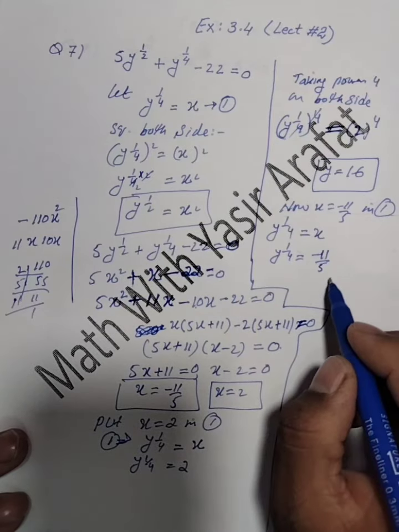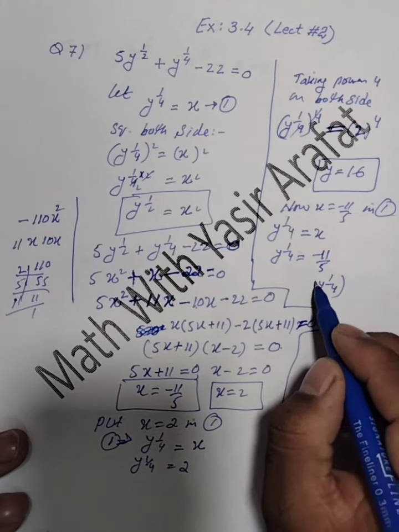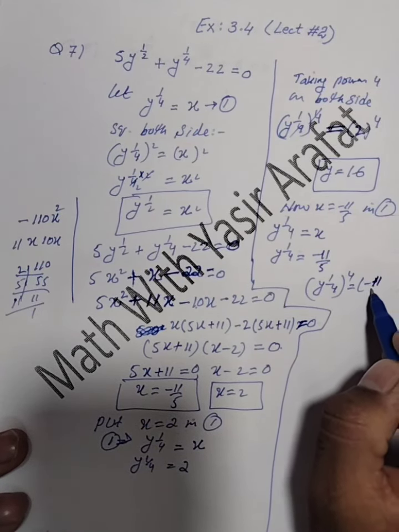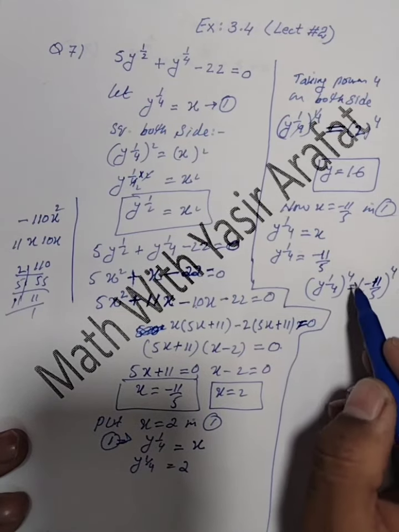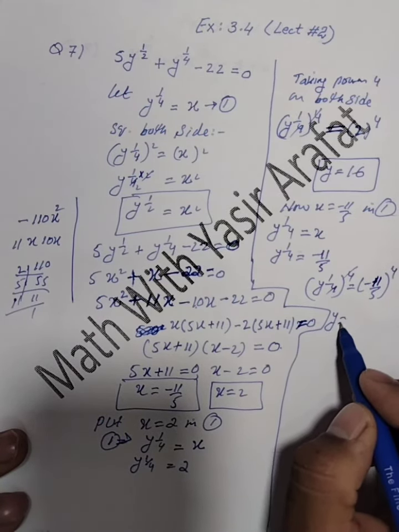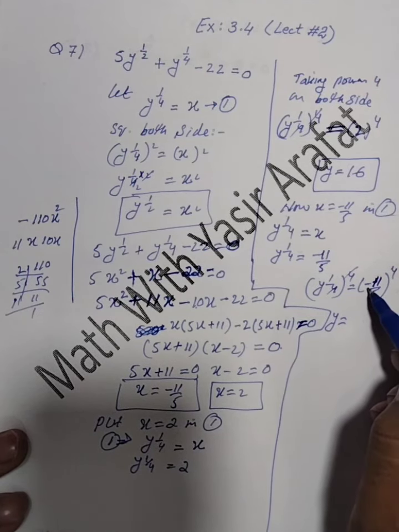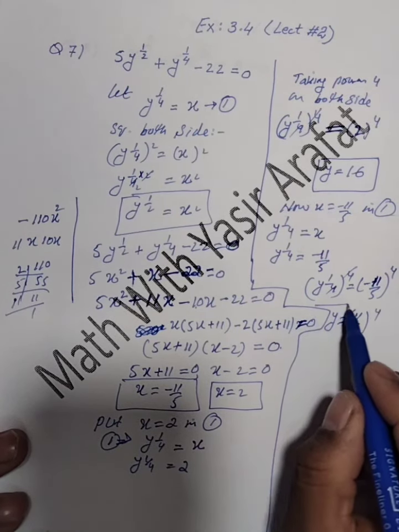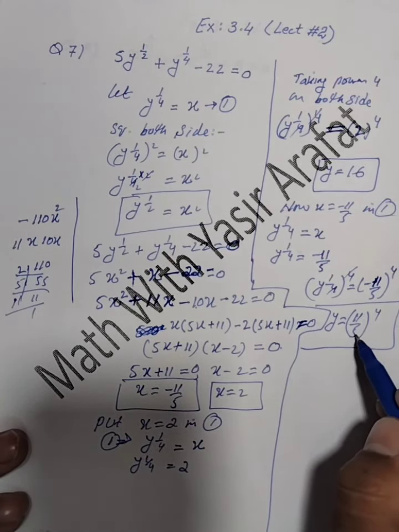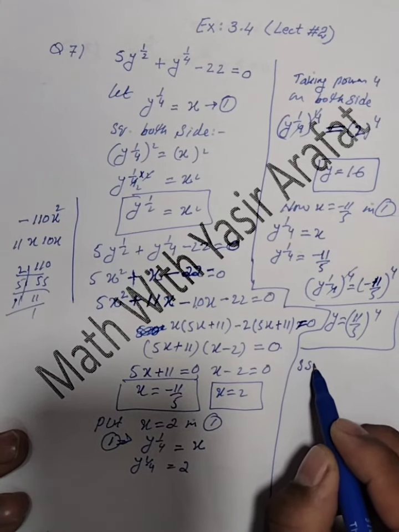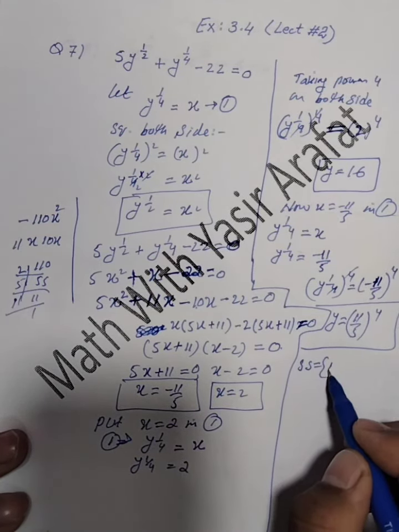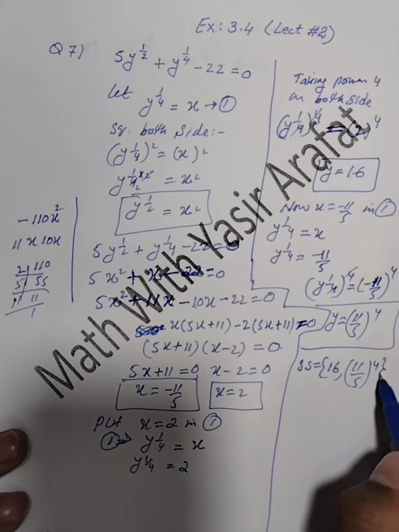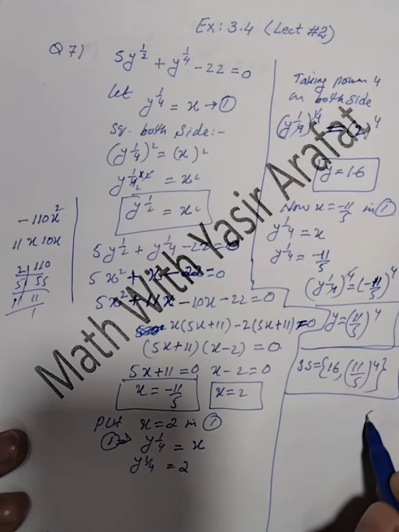Again we have to take out power 4 on both sides. That is equals to minus 11 over 5 power 4. So this 4 will cancel out to this one, and the value of y power is even, so negative will change into positive. So the final result of y, it is 11 upon 5 power 4. So our solution is the value of y is 16 and the value of y is 11 upon 5 power 4. So this is the answer of this question.